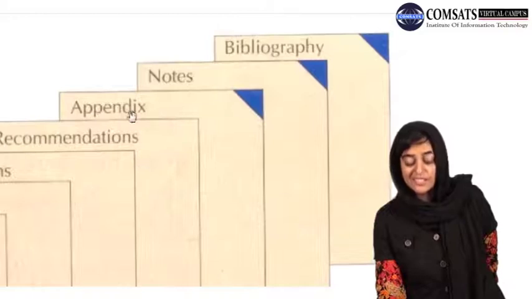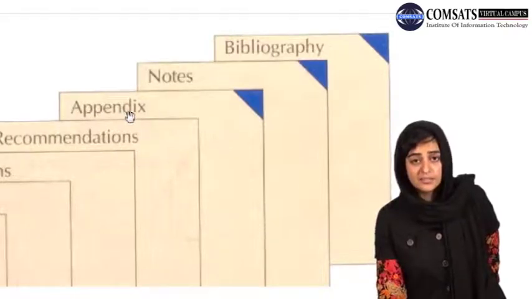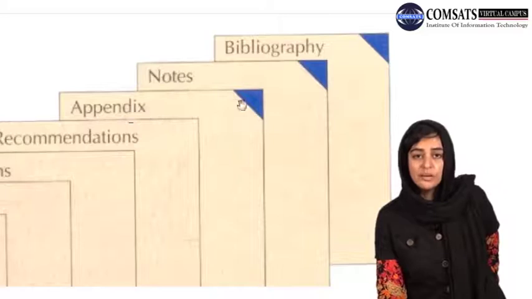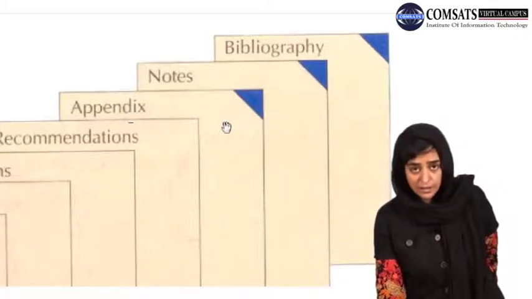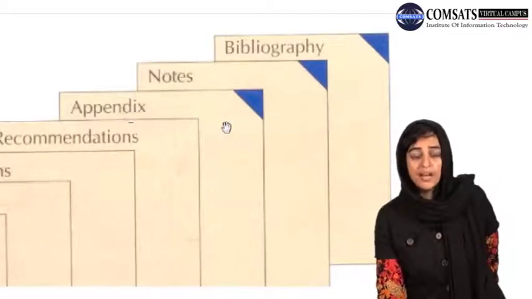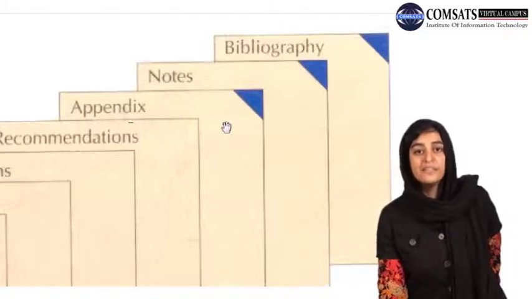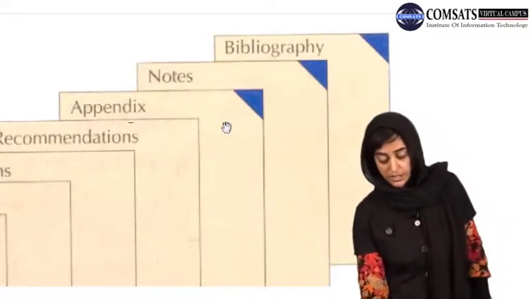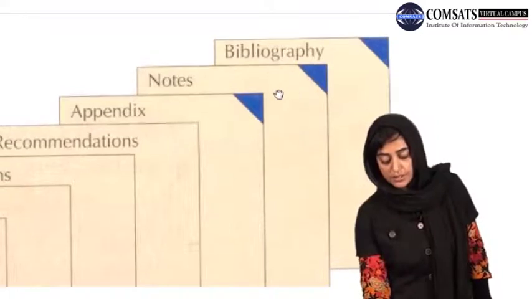Next, dear students, as you can see on the screen, appendix. It's blue plus yellow. That means it's optional for the informal report, whereas normally is present in the formal reports. After that, dear students, the notes and the bibliography.